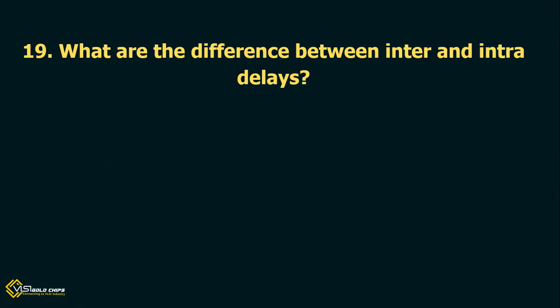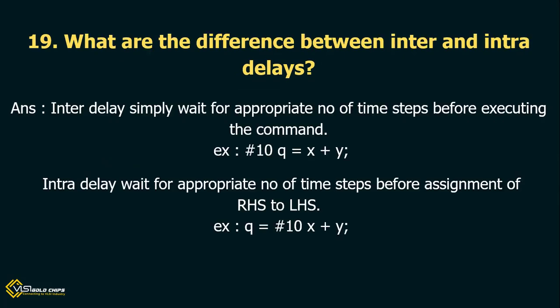What are the differences between inter and intra delays? Here are the differences. Inter delay simply waits for the appropriate number of time steps before executing the command. That is #10 q = x + y. Whereas intra delay waits for the appropriate number of time steps before assignment of RHS to LHS. Example, q = #10 x + y. So you can see the difference between inter and intra delay.